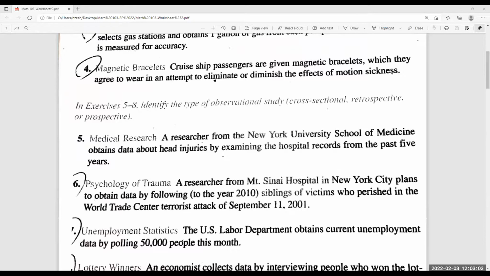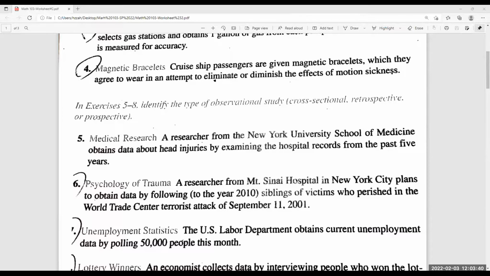Okay, how about this? This must be straightforward. These are observational studies. When you get observational studies, you may observe something from the past, so your study is retrospective. You may observe something that takes you into the future, so your study is prospective. But if you observe just once in a time, it's going to be cross-sectional.